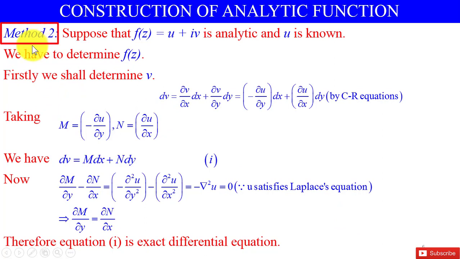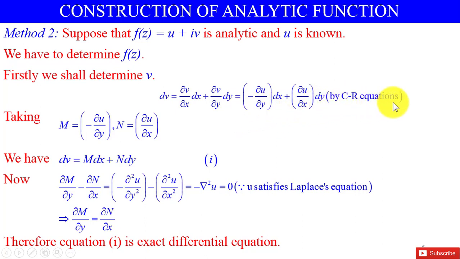Method 2. Suppose that f z is equal to u plus i v is analytic and u is known. We have to determine f z. Firstly, we shall determine v. dv is equal to del v by del x into dx plus del v by del y into dy, which is equal to minus del u by del y into dx plus del u by del x into dy.